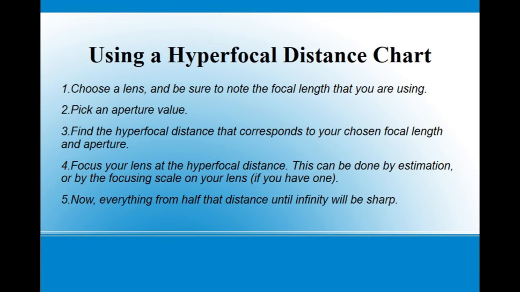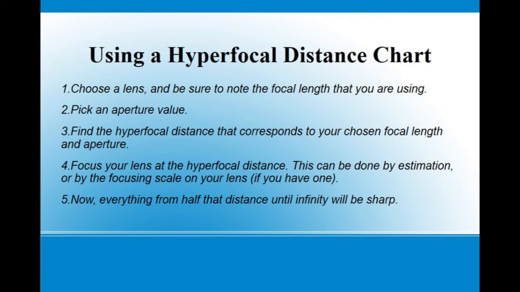Here's one method to set your hyperfocal distance, and that's using a hyperfocal distance chart. First you choose your lens and make note of what focal length you're using, say if you're using a zoom lens. Then you pick the aperture value that you want to shoot at, and on the next slide we have a chart. You find the hyperfocal distance that corresponds to your focal length and your aperture, and then you set your lens at that distance. If you don't have a distance scale on your lens, there are some like that, you can estimate it or use the focusing scale that's on the lens.